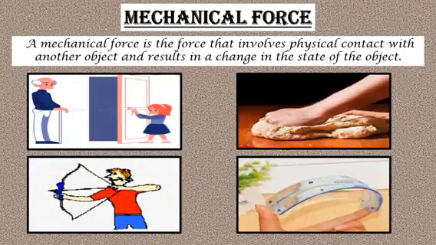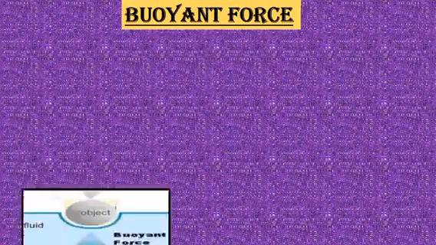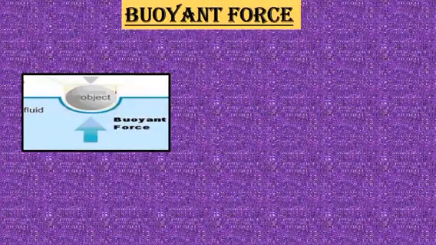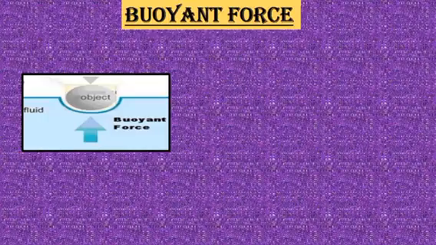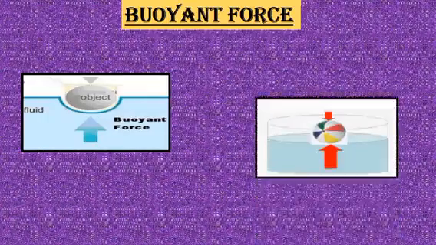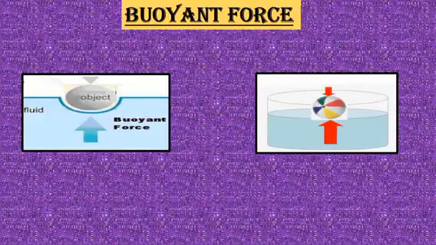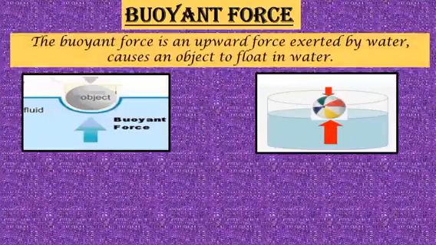The next type of force is the buoyant force. Different objects, when dropped in water, will either sink or float on it. When an object is dropped in water, the water exerts a net upward force that pushes the object to come up. This upward force is called buoyant force.